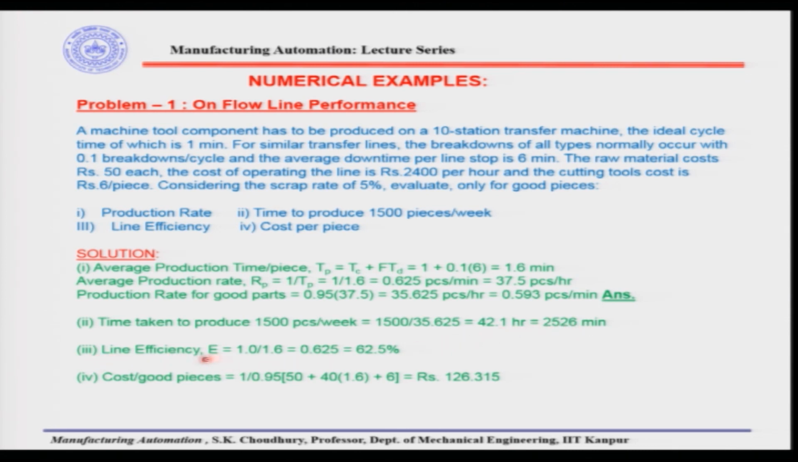Therefore, the line efficiency will be TC divided by 1.6, where 1.6 is TD. So, TC by TD will be the line efficiency, which is 62.5%.